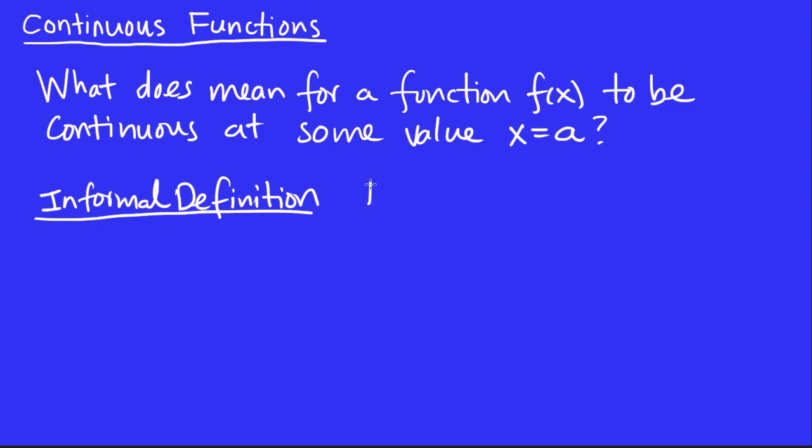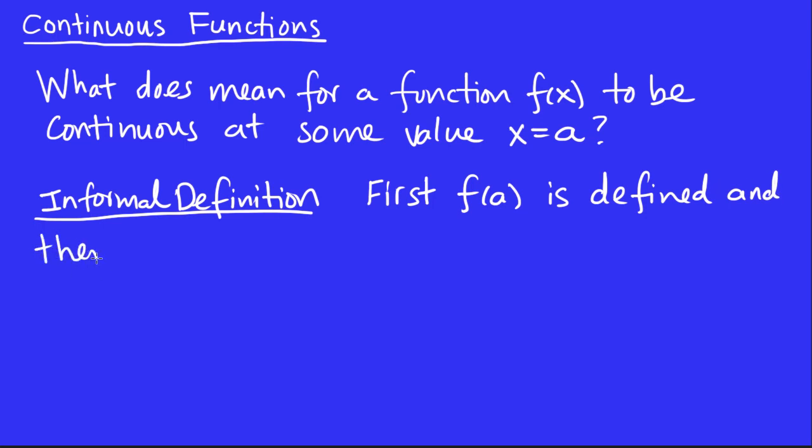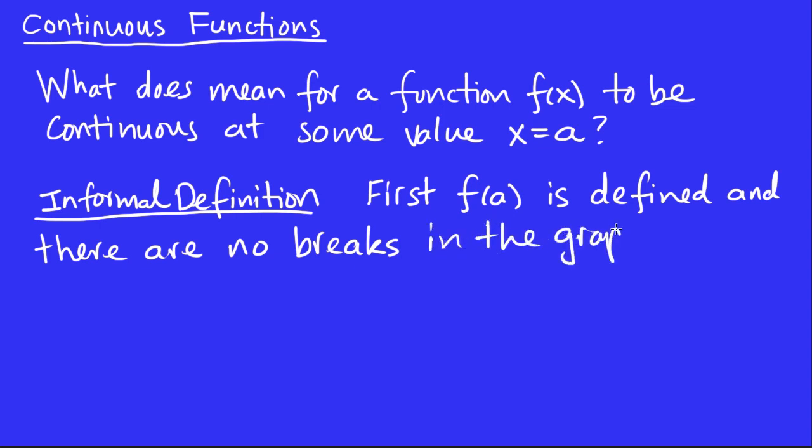So first of all, though, f of a has to be defined, right? And there are no breaks in the graph. I'm going to give some examples in a second, so if you're not sure what I mean when I say there's no breaks in the graph, don't worry, I'll do some examples in a second. So there's no breaks in the graph at the point a comma f of a. So what do I mean by this?